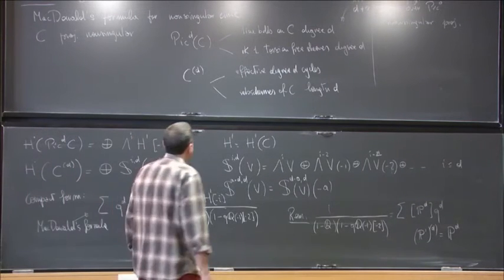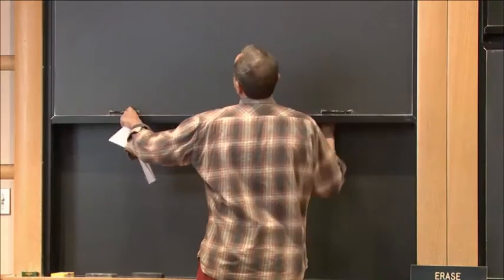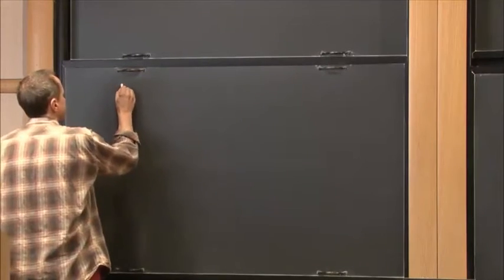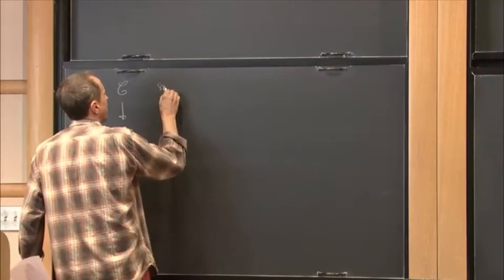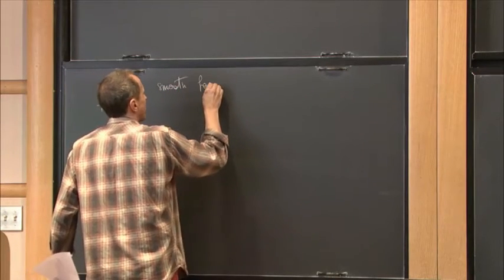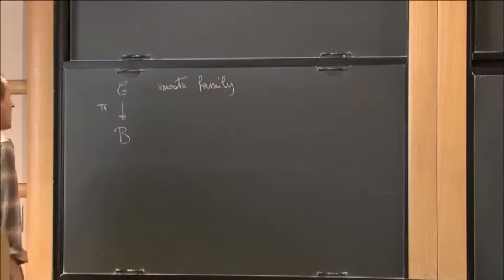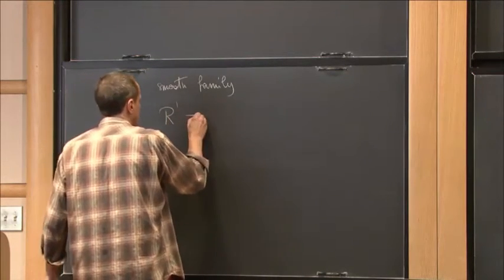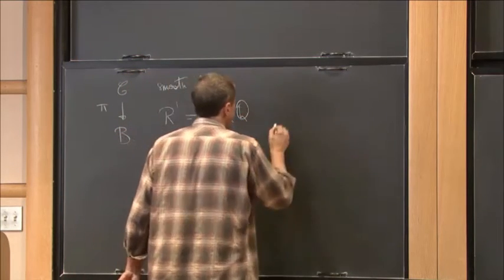And so we can do this in the relative setting. So if we have, say, a smooth family of projective non-singular curves, and then you have R1, which is the first direct image of the constant sheaf. This is a local system.